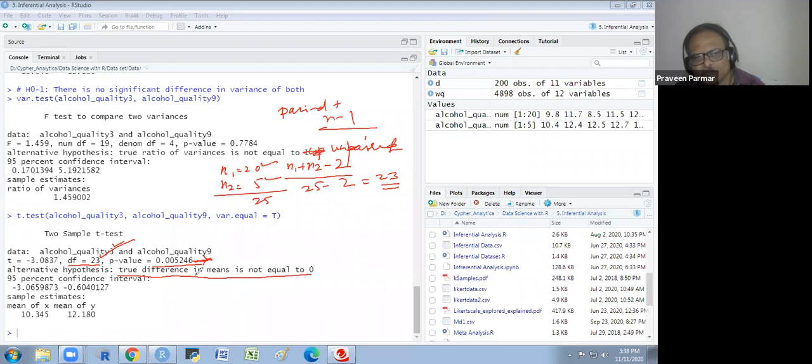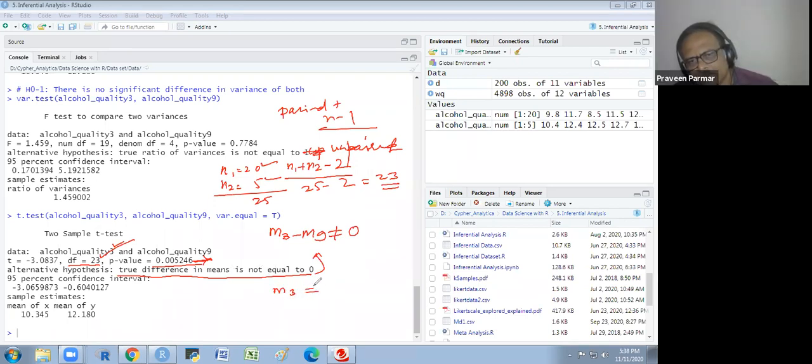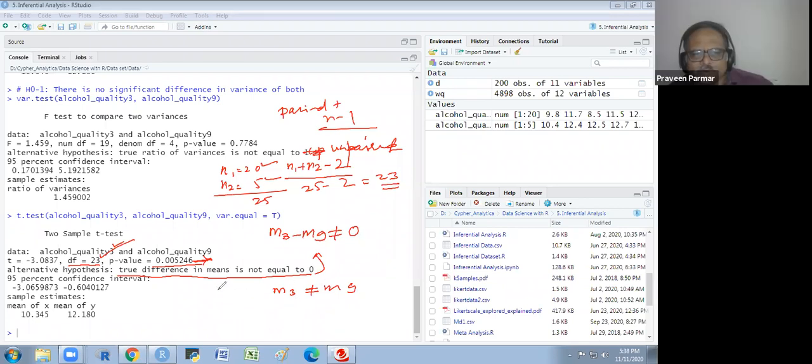Let me explain this also. This is the alternate hypothesis: true difference in mean is not equal to 0. So mean of 3 and mean of 9 is not equal; the difference is not equal to 0. We could write it this way: M3 minus M9 is not equal to 0. So M3 is not equal to M9. We transfer this to the other side and it will change its sign. So this is our alternate hypothesis.